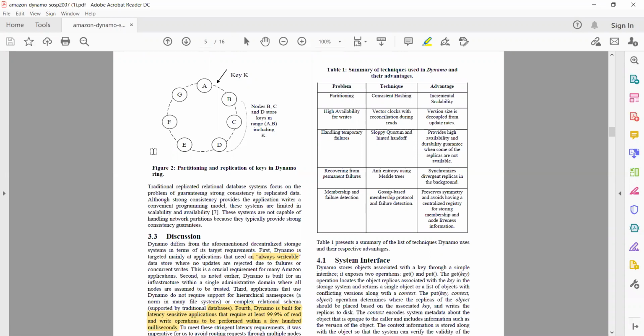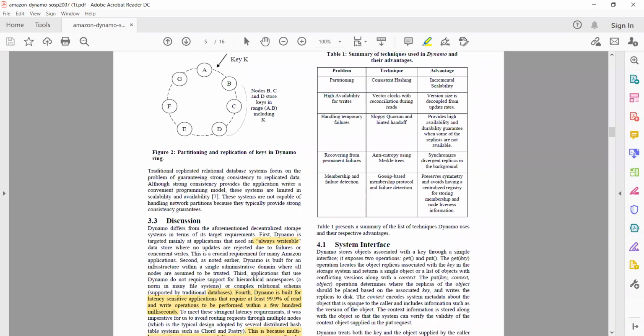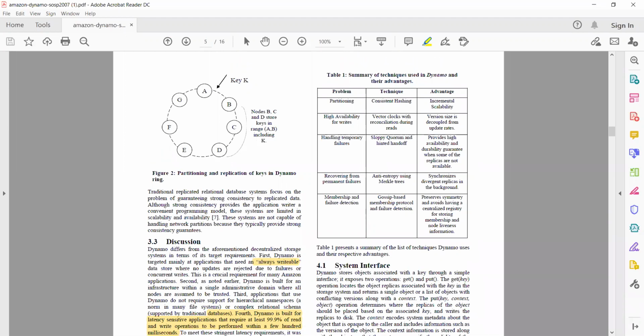But what they use is this idea of consistent hashing. Does anybody know how this works or want to? Yeah, I don't know, if you can go over it, that would be good. Okay, sure.